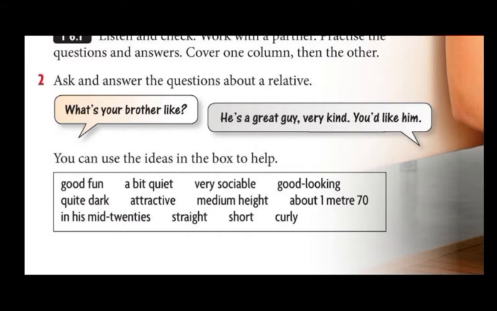We have here good, fun, a bit quiet, very sociable, good looking, quiet, dark, attractive, medium height, about 1 meter 70, in his mid 20s, straight, short, curly. So you can use this information to talk about your relative or your friend.